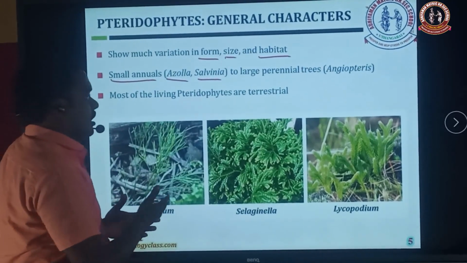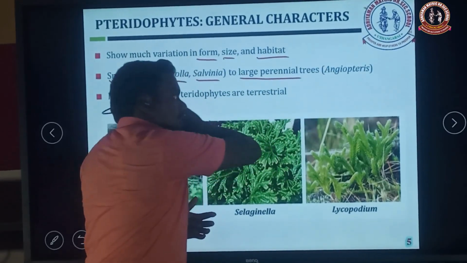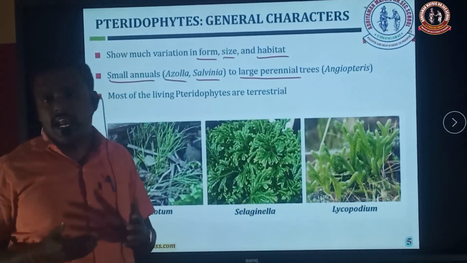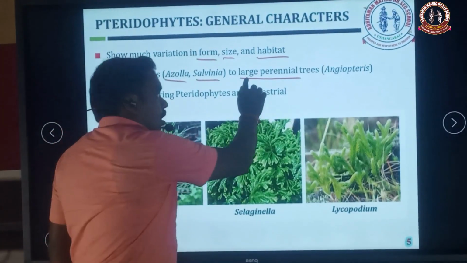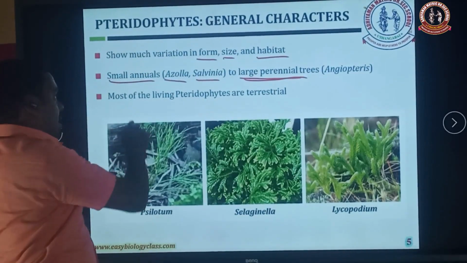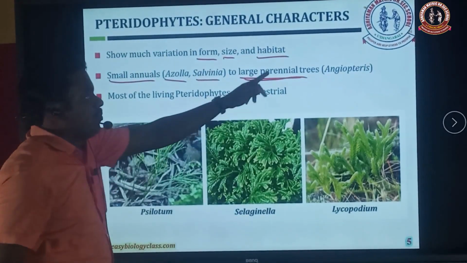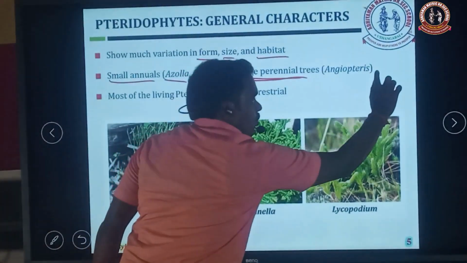Then the next type of plant: some kinds of pteridophytes are large perennial trees. Here perennial means the plant lifespan is many years, that is, large perennial trees. So the characteristic feature ranges from small annuals to large perennial trees. An example for large perennial trees is Angiopteris.